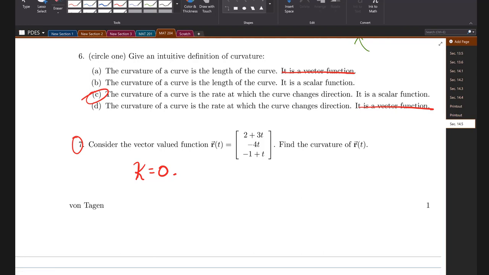Okay. Now, one thing you could do, just for practice, is compute the curvature the way we've been doing it and confirm that you get an answer of 0. And that might be a good idea.